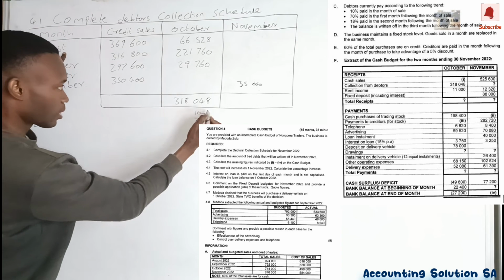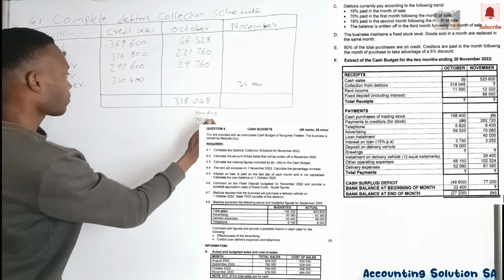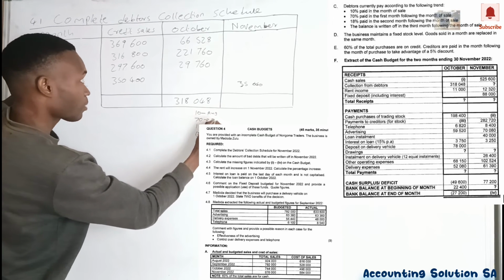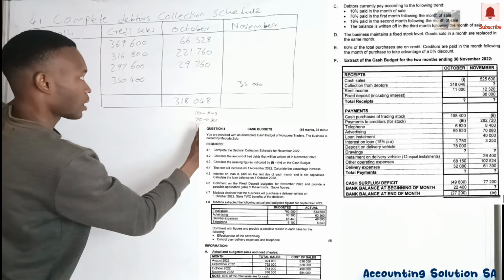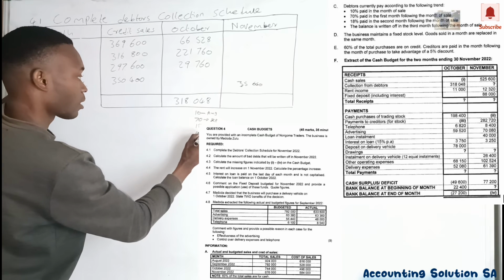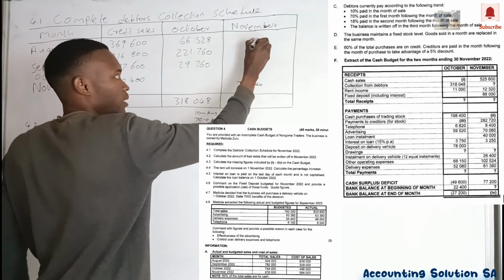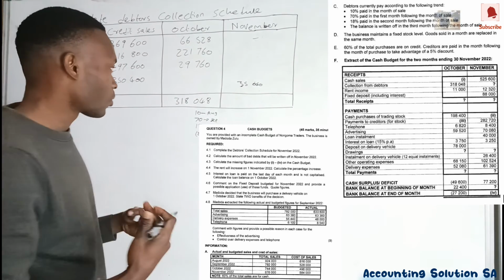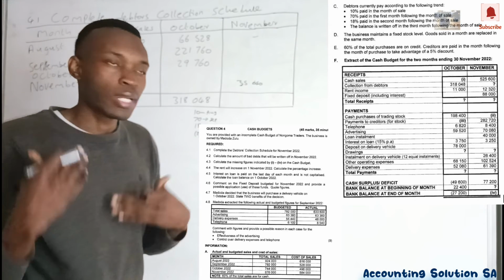10% is for August and August. 70% is for August and September. 18% is August and October, which means that the remainder of 2% is bad debts, but we are not going to calculate it here. The reason is because it's bad debt. The remaining 2%, we are going to write it off.